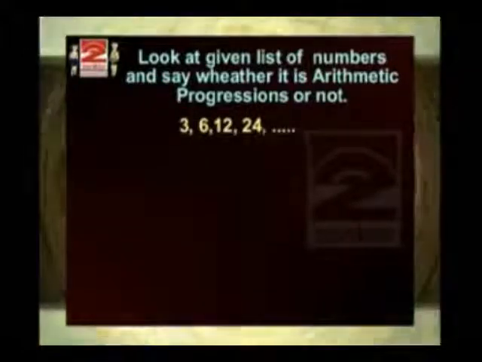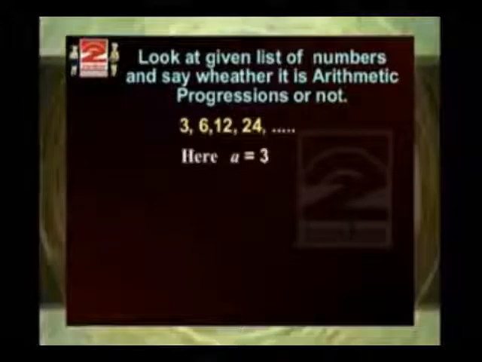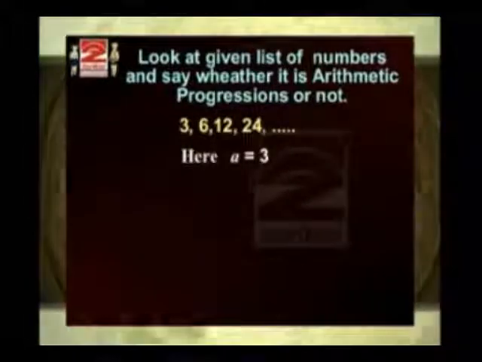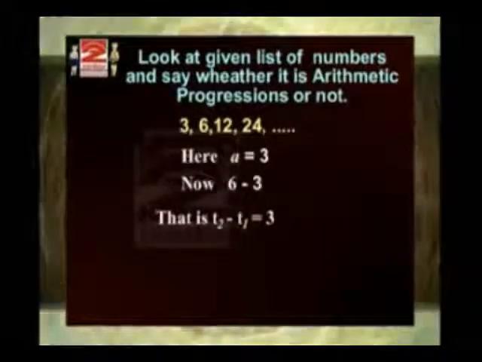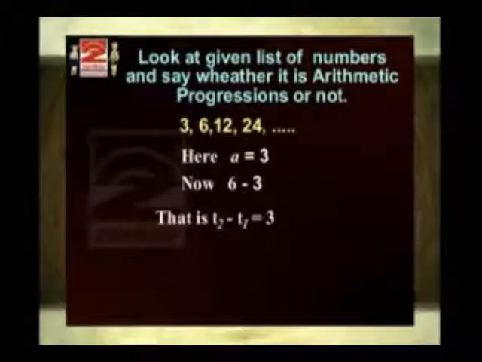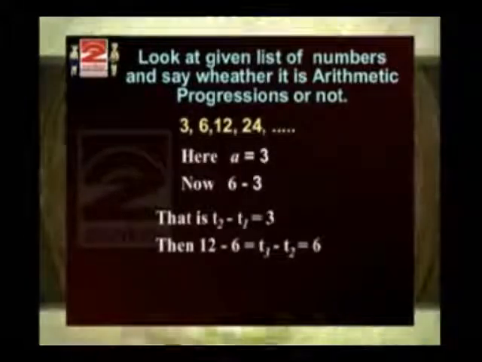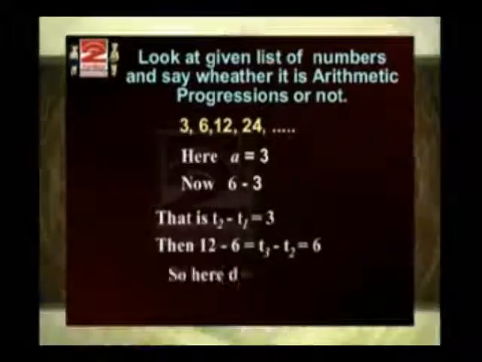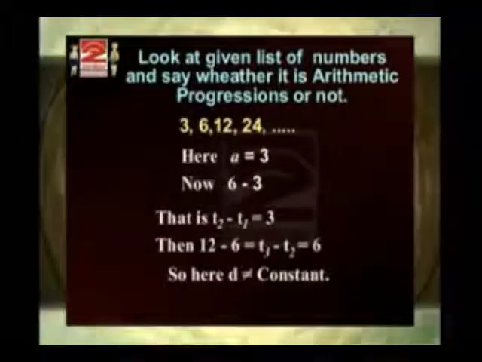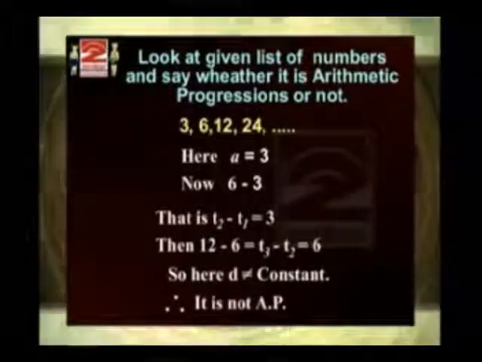So now, look at the given list of numbers and say whether it is an arithmetic progression or not. 3, 6, 12, 24. Here, A is equal to 3. Now 6 minus 3, that is T2 minus T1 is equal to 3. Then 12 minus 6, that is T3 minus T2 is equal to 6. So here the difference is not constant and therefore it is not AP.